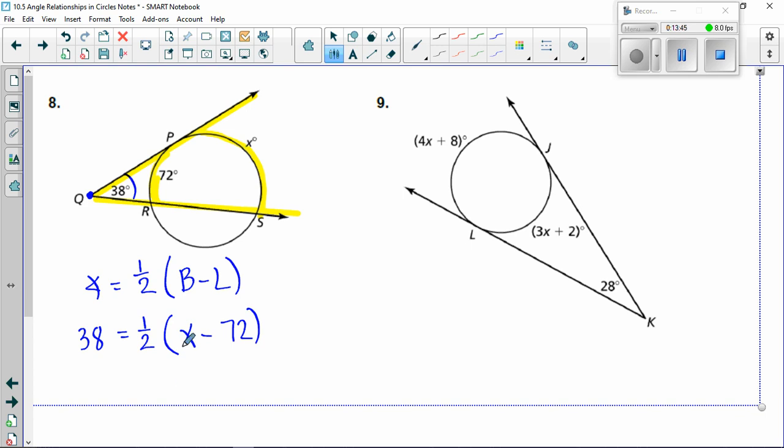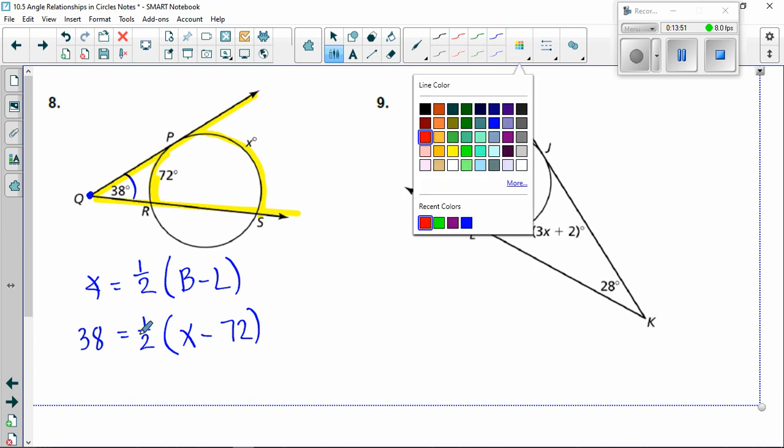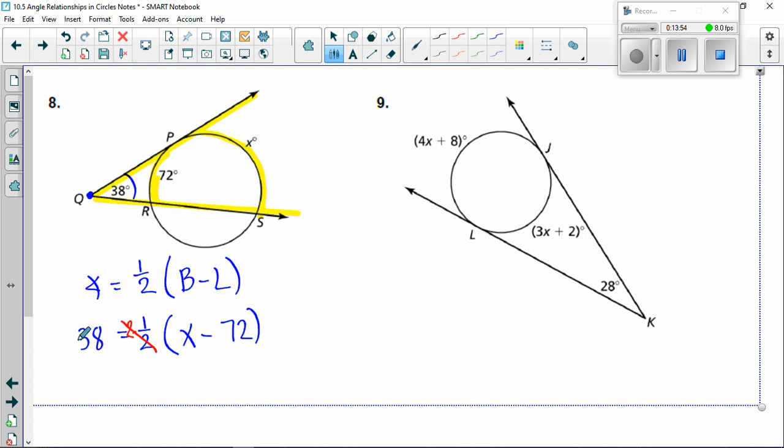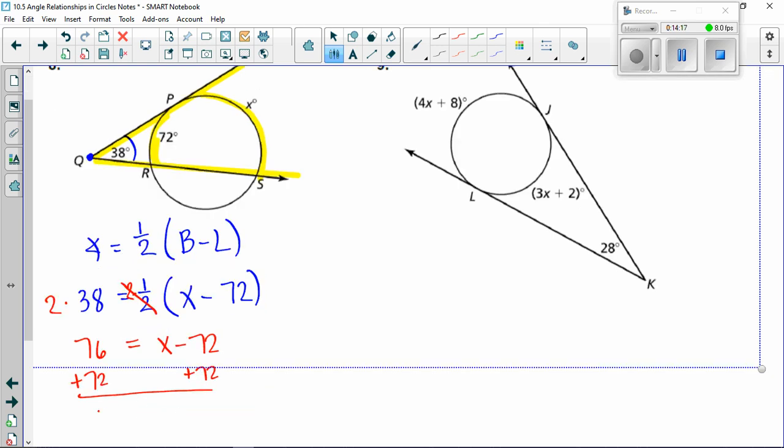So what we're going to do here is, I don't want to take half of x, so I'm going to multiply by 2. If I multiply by 2, it'll cancel, but I have to multiply this side by 2. So 38 times 2 is 76. So 76 is equal to x minus 72. Now add 72 to both sides, and we get 148 is equal to x. So this arc is 148 degrees.